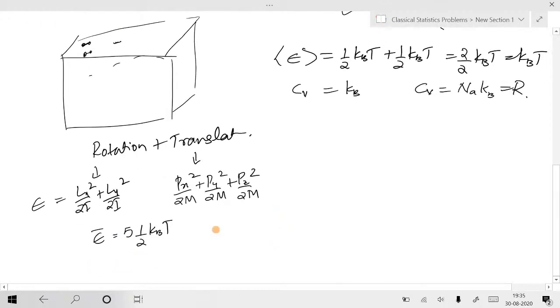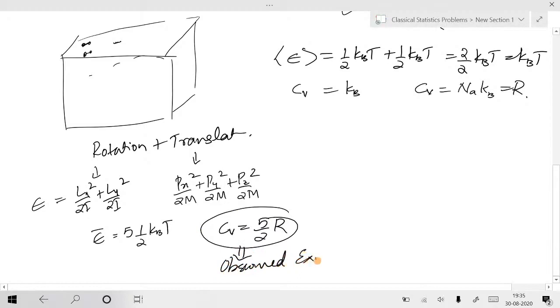So the specific heat per mole, Cv, is equal to 5 by 2 into kB into the Avogadro number of particles, that is 5 by 2 R. And you can observe this experimentally at quite high temperature, for a diatomic molecular gas, where each molecule is diatomic. So you can observe this kind of specific heat.